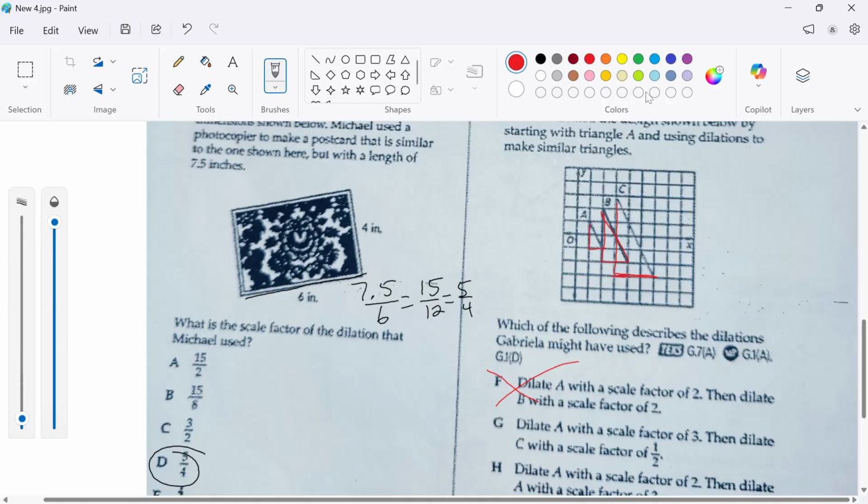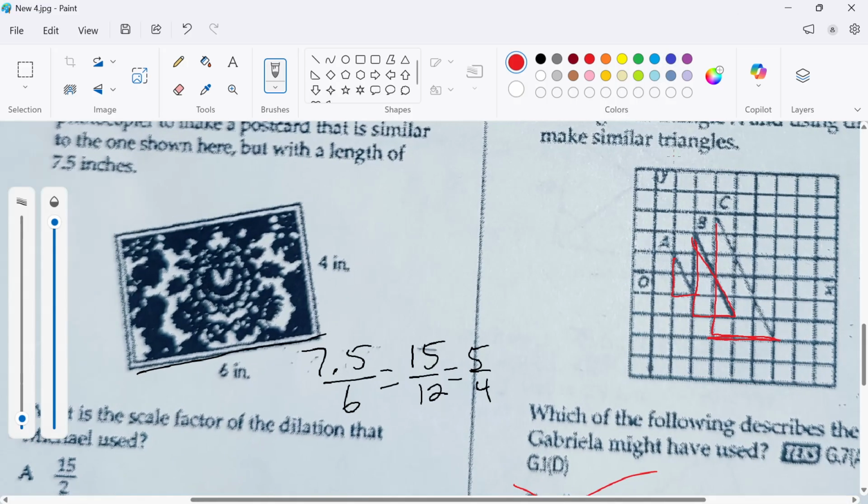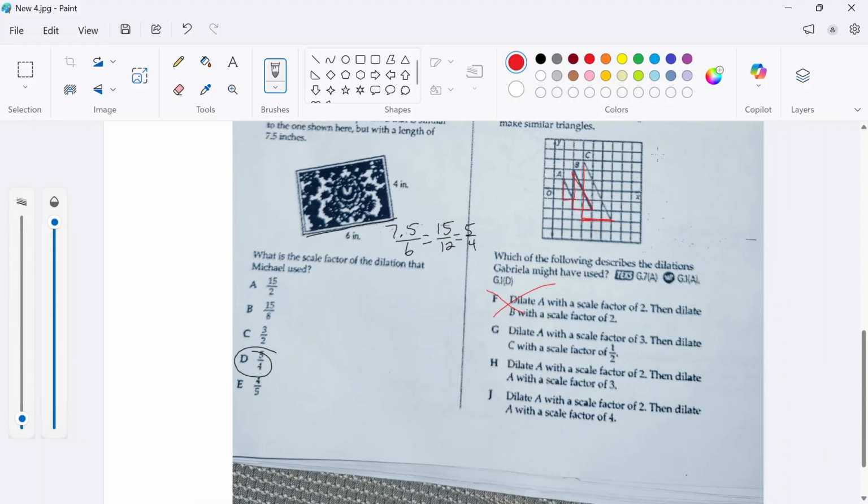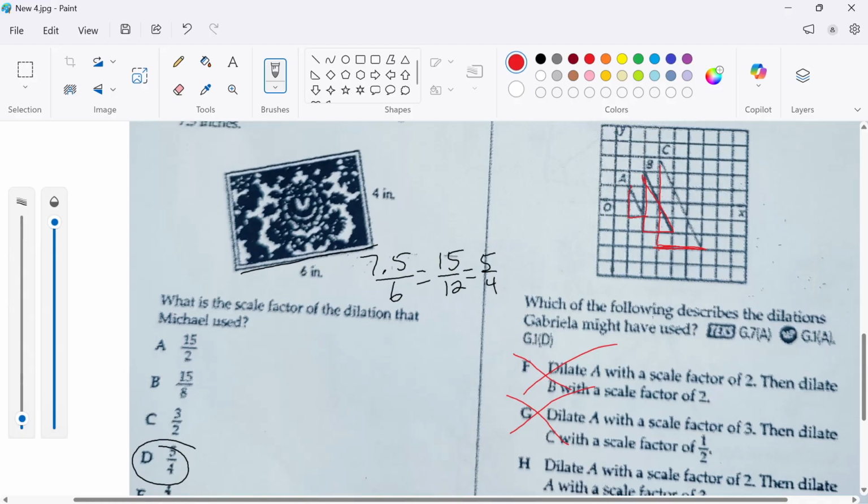Dilate A with a scale factor of 3, then C with a scale factor of 1/2. Okay, so A to C is times 3. That's 1, 2, 3, 4, 5, 6 up, 1, 2 up. Yeah, so that's times 3. But then this would be, if I go 1/2, I would be 3 up. 1, 2, 3, 4. So that's not it. That's 4 up. No.